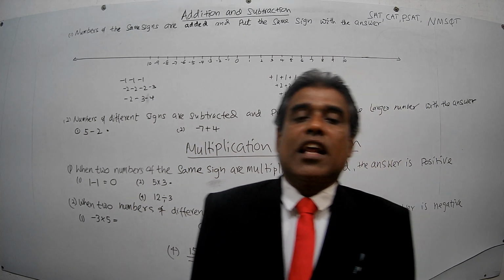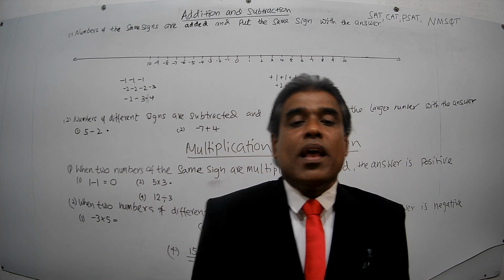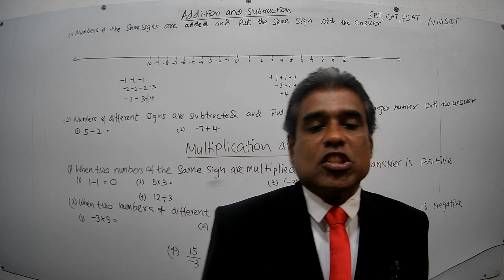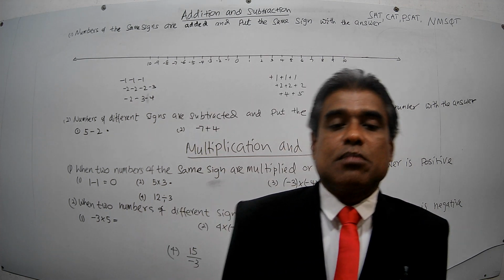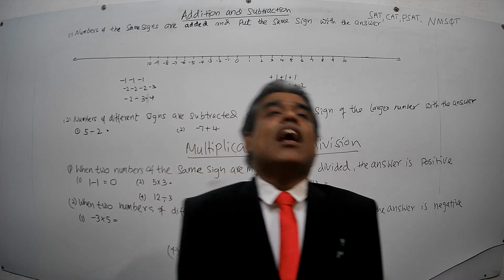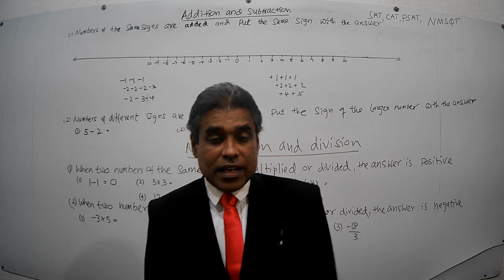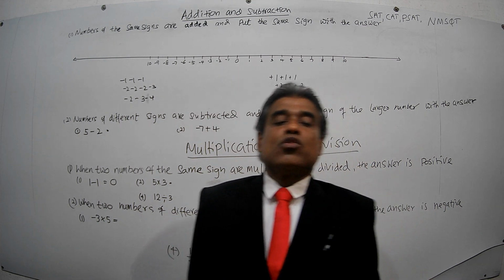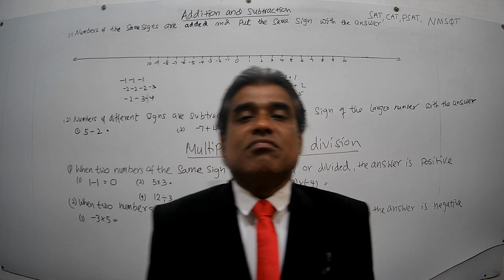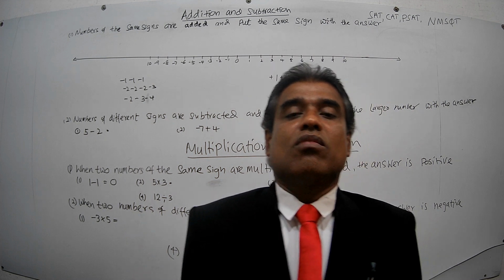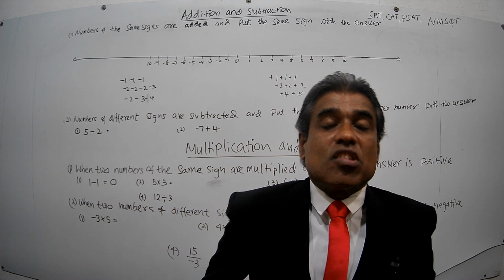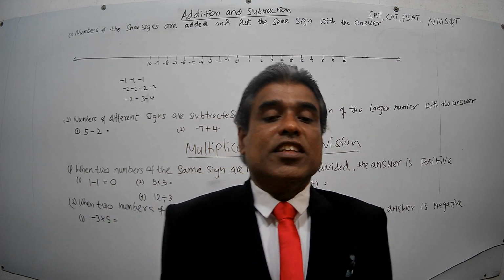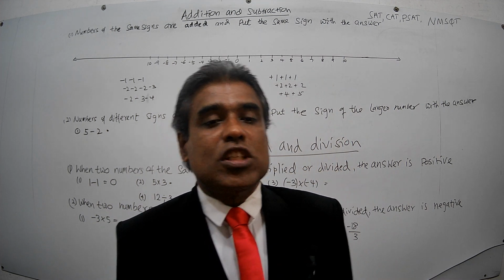There are 2 more rules for multiplication and division also. One rule is for when the 2 numbers multiplied or divided have the same sign. The other rule applies when the 2 numbers multiplied or divided have different signs. When 2 numbers of the same sign are multiplied or divided, the answer is always positive. If the 2 numbers of different signs are multiplied or divided, the answer is always negative. Right. Now we are going to prove these 4 rules.